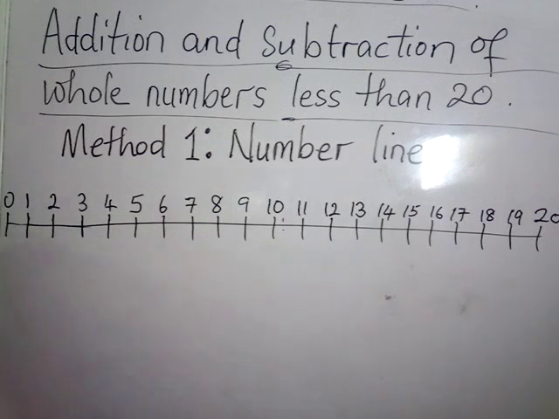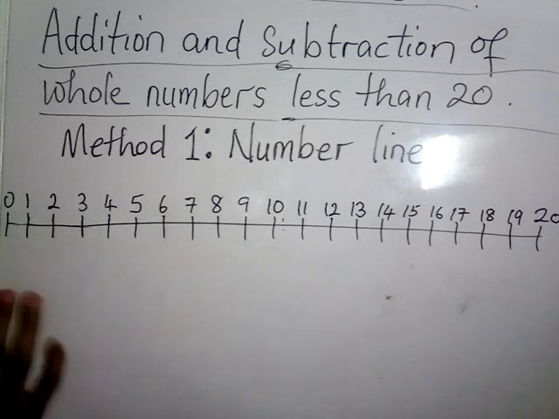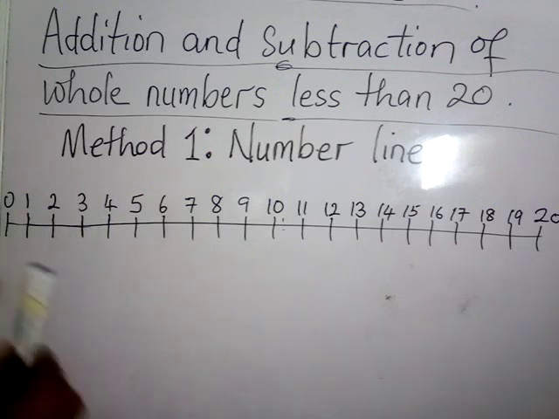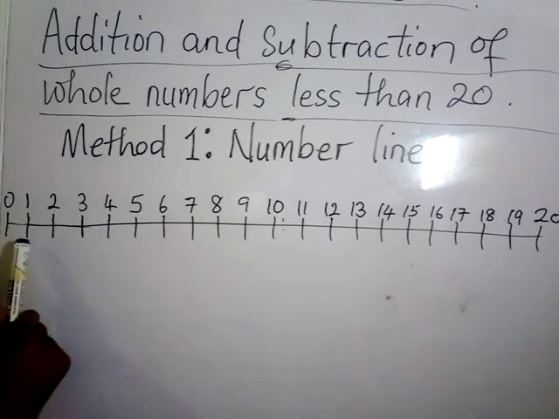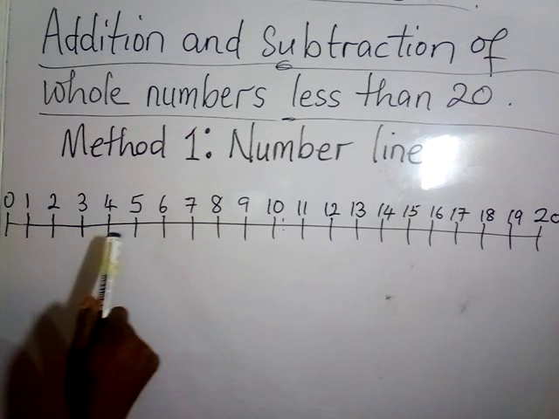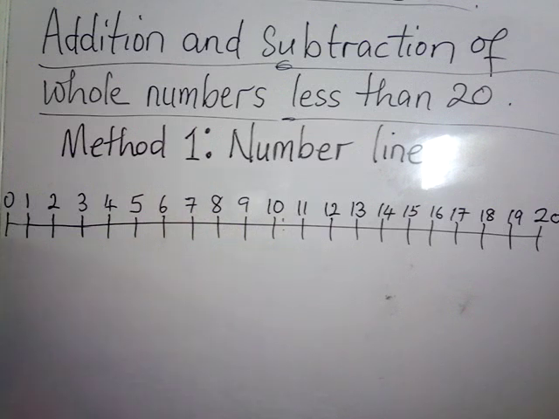One important thing you need to take note of when you are trying to create your own number line is that the numbers are spaced out equally. All these numbers have equal spacing. You don't write 1 here, then leave a big gap and write 2. No, all the numbers must be equally spaced out.